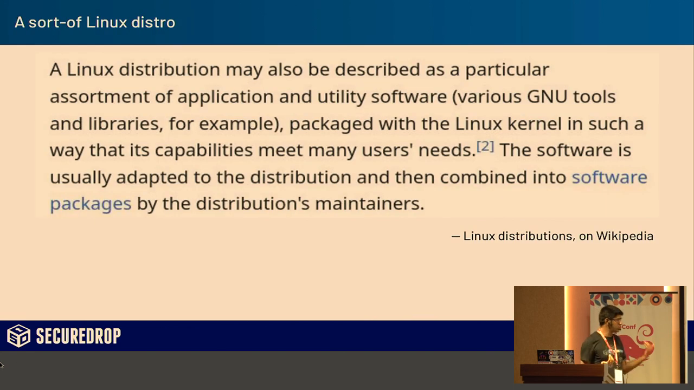So I mentioned at the beginning, the title of this talk is a sort of Linux distro, and I think that's an interesting framing to think about this. Yes, this is a project that builds on Ubuntu and Tails, but it's also kind of a distribution in its own right. On Wikipedia, one of the definitions it gave of a Linux distribution was that it has application and utility software, it comes with a kernel, it tries to meet many users' needs, and it's combined into software packages. So really, SecureDrop meets that definition. It includes all those things.